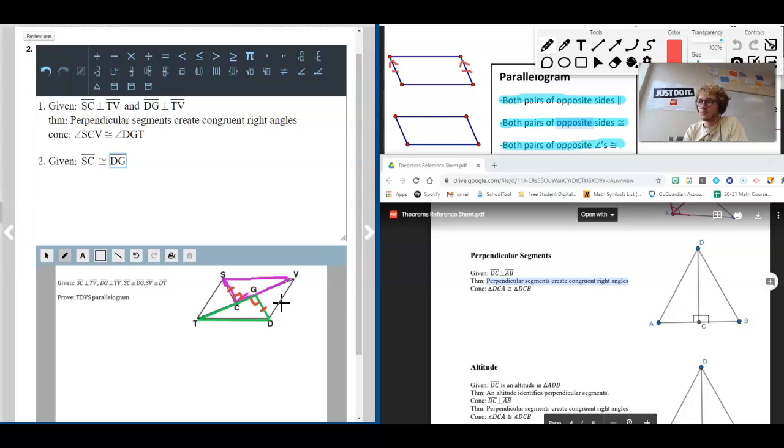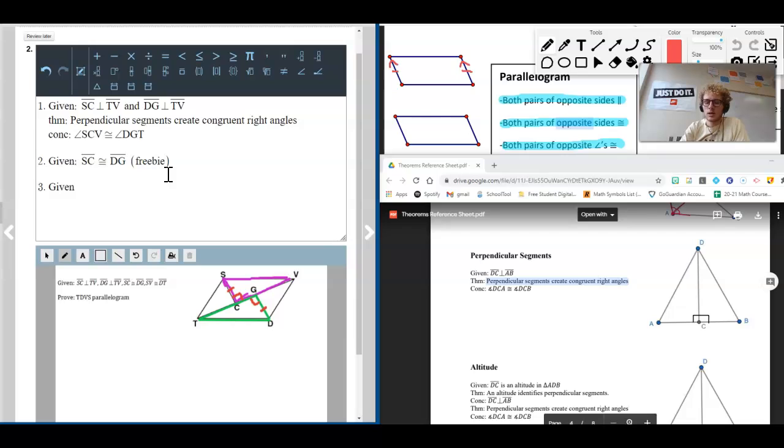Cool. Thank you. Looks like a freebie. There's nothing we can really do with that. They're just telling us that those two sides of those triangles are congruent. So we're going to count that as a freebie. Sweet. Alrighty, next one.